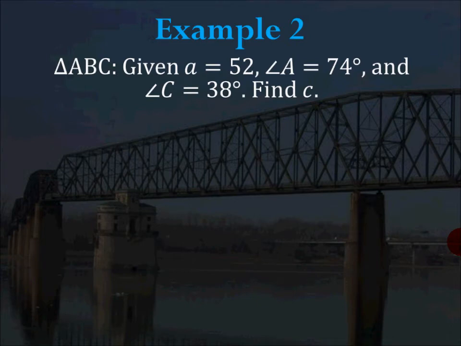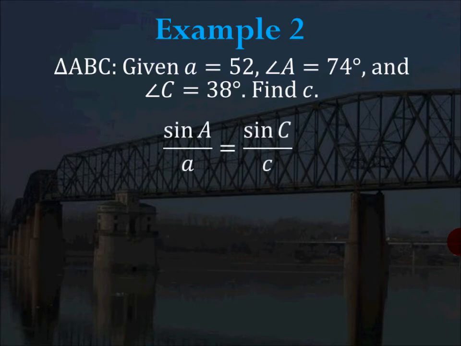Example 2. We're now told that side a is 52, angle A is 74 degrees, and angle C is 38 degrees. Go ahead and find side c. Try this one yourself. It's not that difficult. Start the video again when you get the answer.